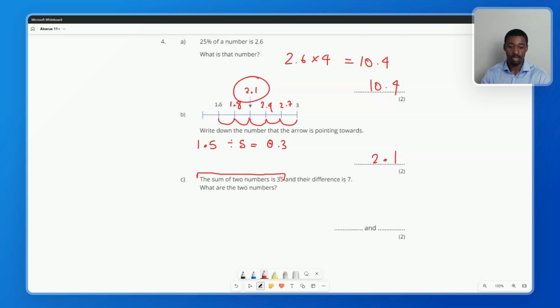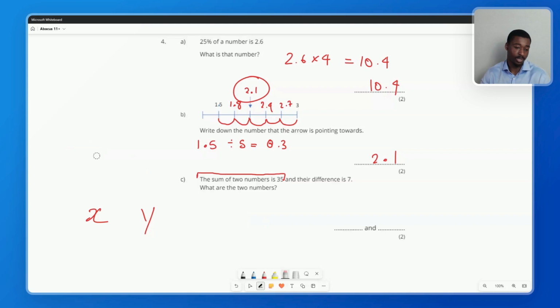The sum of two numbers is 35. So let's say we have two numbers. Let's call them X and Y. Now, don't be afraid of the letters. We could use anything. We could say apples and bananas. We could say A and B. X and Y just represent normal numbers.